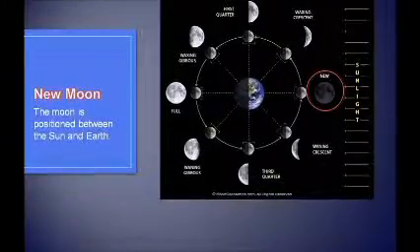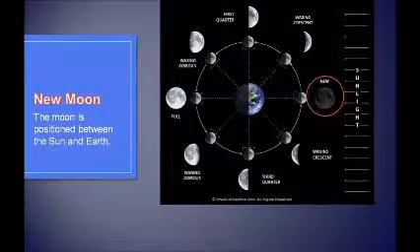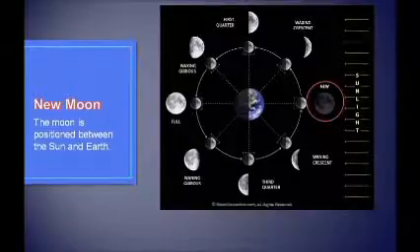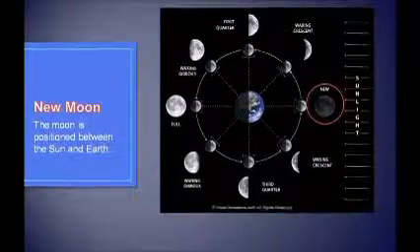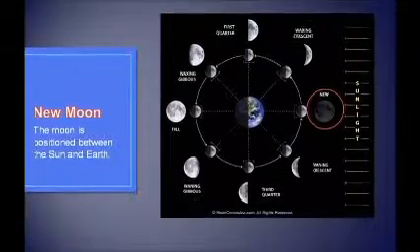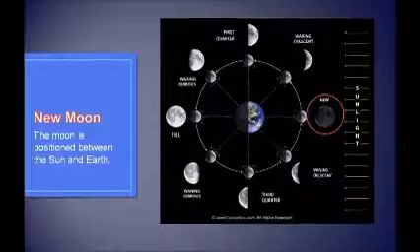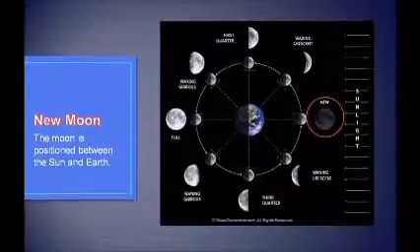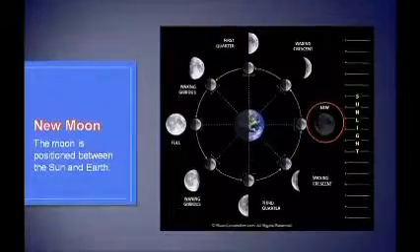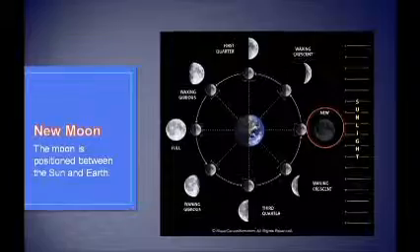Well, with the new moon, it is where the moon is positioned in between the sun and the earth. And because of this, the sun is not reflecting any light on the moon. So you can't see the moon at all during this phase. Or if you can, it's very, very dim. It's not the bright, brilliant light that you would think of when you look up at the moon.